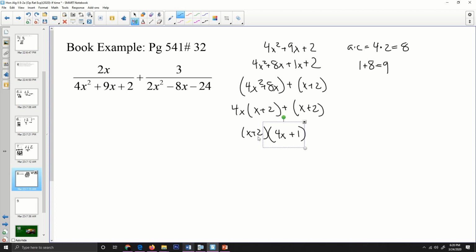So the factorization of this first polynomial is going to be x plus 2 times 4x plus 1.